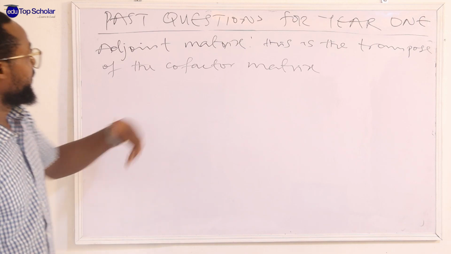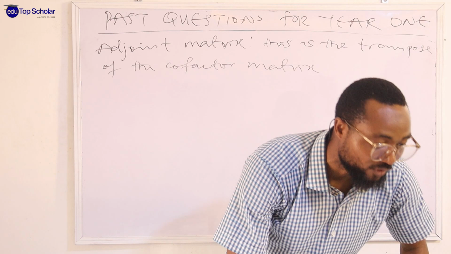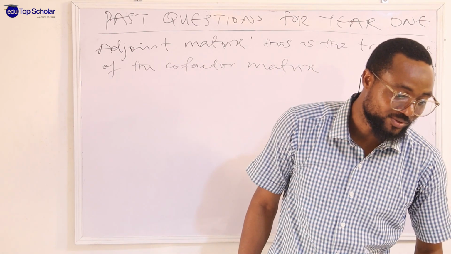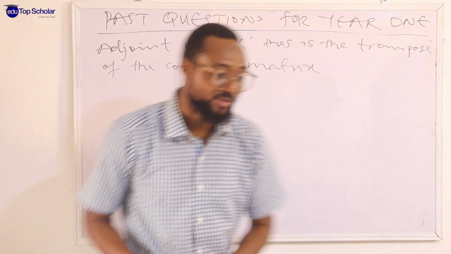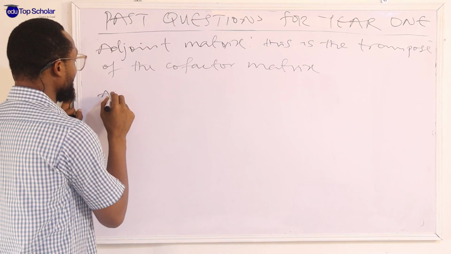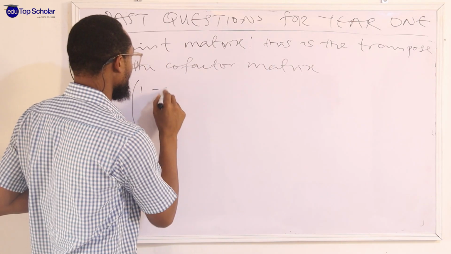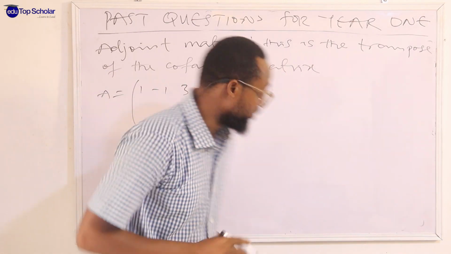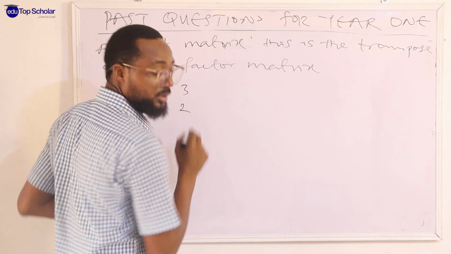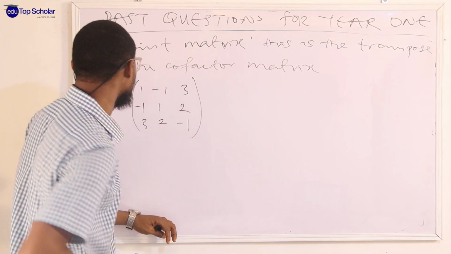So if we are given a matrix, the next part of this question, 5b2, is to compute the adjoint of A, if A is 1 minus 1 3, minus 1 1 2, and 3 2 minus 1. That's a complete question there. That completes question 5. We want to compute the adjoint of the matrix.